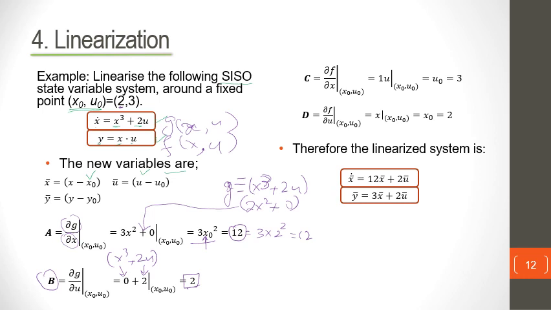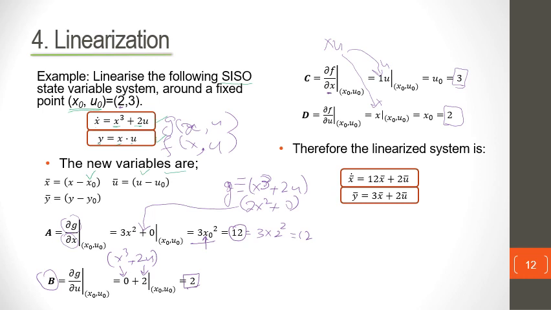For the c matrix, you have the derivative of f, where f is equal to x u. You take the derivative of f with respect to x, and what remains is u. You substitute the value at equilibrium, which is 3. Then you take the derivative with respect to u, and you are left with x. You substitute the value, and it becomes 2.